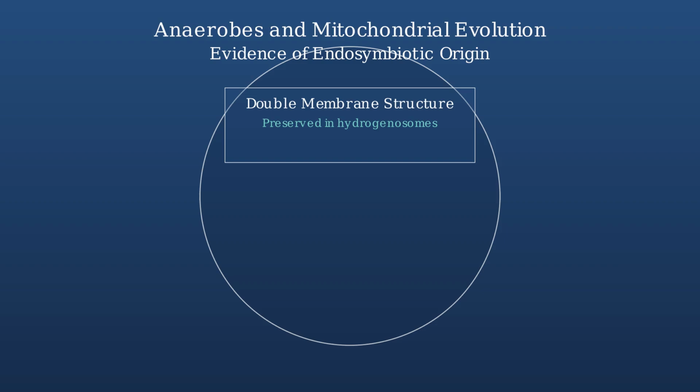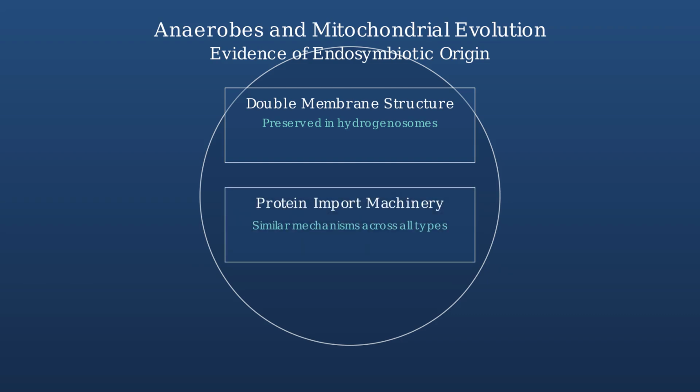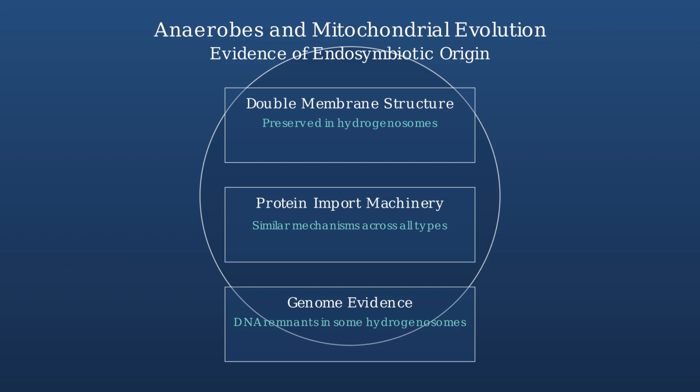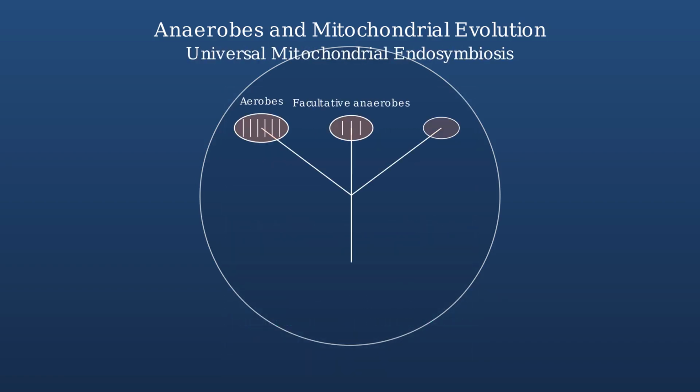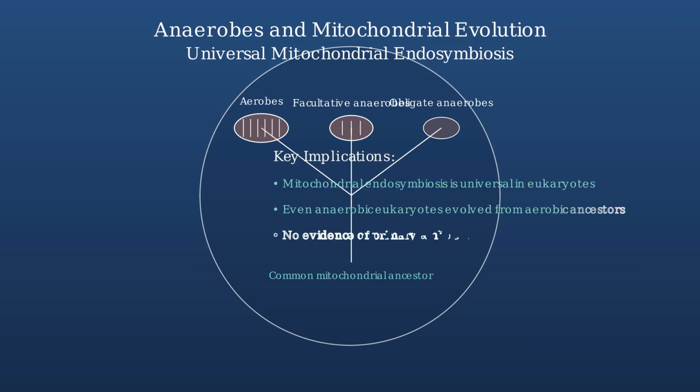Many hydrogenosomes retain the characteristic double membrane structure of mitochondria, reflecting their endosymbiotic past. Both organelles maintain protein import machinery similar to conventional mitochondria, using mechanisms derived from the original bacterial ancestor. Some hydrogenosomes even retain small remnants of DNA, providing direct genetic evidence of their bacterial origin. The existence of these modified mitochondria across diverse anaerobic lineages supports the theory that all eukaryotes share a common ancestor that already contained mitochondria. These findings have profound implications.